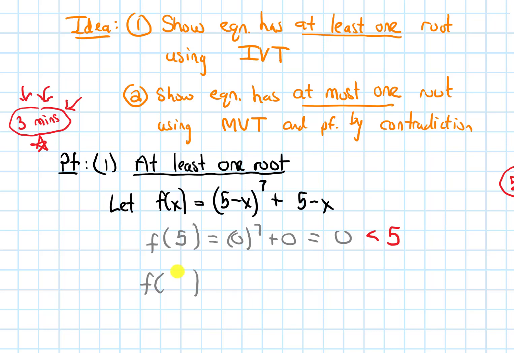So now I need to plug in something that would give me an output greater than 5. If I plug in something like 6, I'll get a negative number being raised to the 7th, and that's going to make this whole thing negative, and this 5 minus x will also be negative. So I might try plugging in something smaller, like 4. It turns out if I want something bigger than 5, I'm going to need to go to a number like 3. If I plug that in, we get 2 to the 7th plus 2, and that is way bigger than 5.